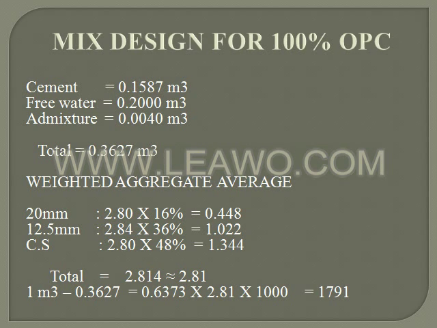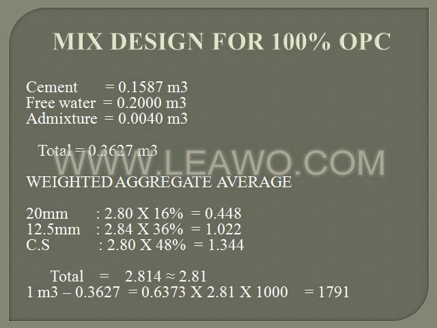As we said already, there are four trials which we were going to conduct. We first proposed the mix design for 100% OPC. Cement was obtained to be 0.1587 meter cube and free water to be 0.2000 meter cube. Admixture is 0.0040 meter cube. Totally, we should obtain 0.3627 meter cube.